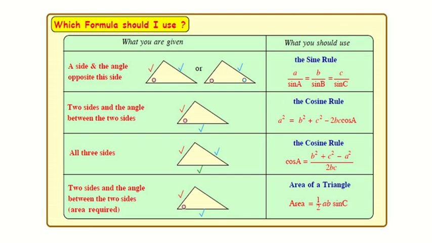Let's try and find out which formula we should use when we are given a triangle with information. Our options are the sine rule, which can be used for a missing length or a missing angle, the cosine rule for missing lengths, and the cosine rule for a missing angle.